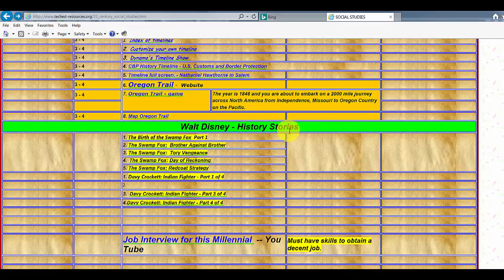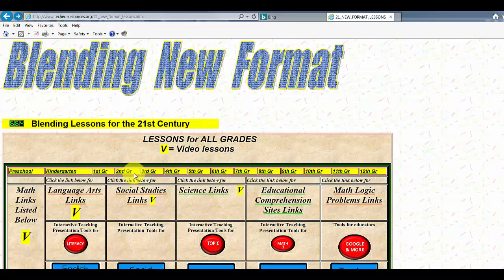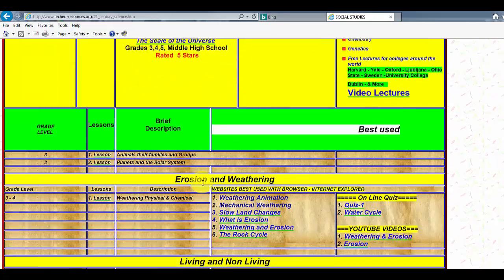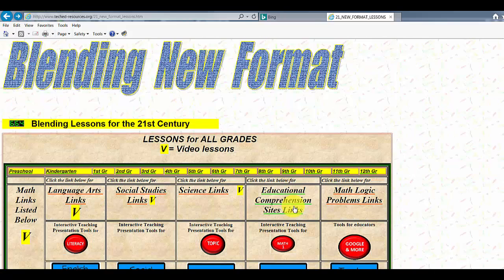Walt Disney history story. This is good. The Birth of the Swamp Fox. There's a lot of neat stories here. Davy Crockett stories, right? So that was social studies. Science, click on here. And you'll notice we have a lot of different science things for you to look at as well. And click back, educational comprehensive sites.